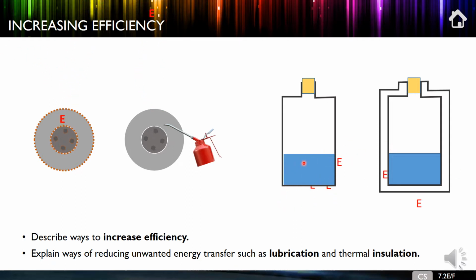Now here we've got two containers. They have the same amount of water in, but this one has a very thin wall, and there's lots of energy flying out or being transferred out in lots of directions. Here there is still some transfer, but it's far, far less.